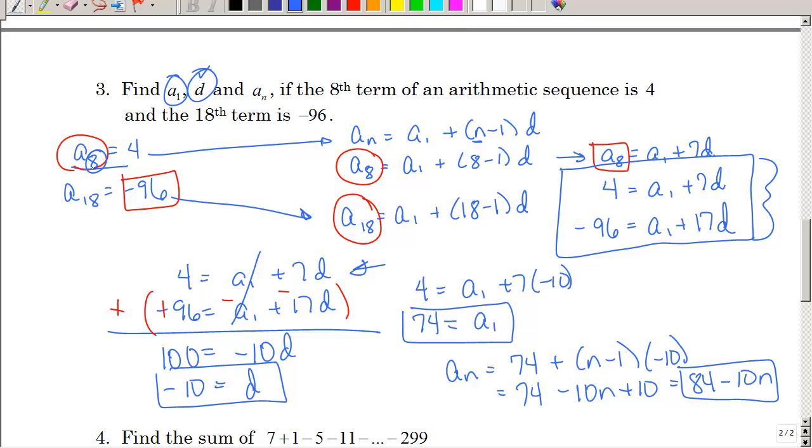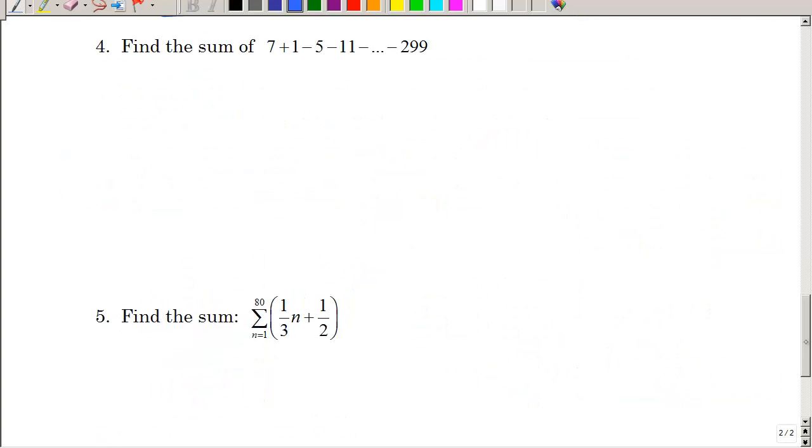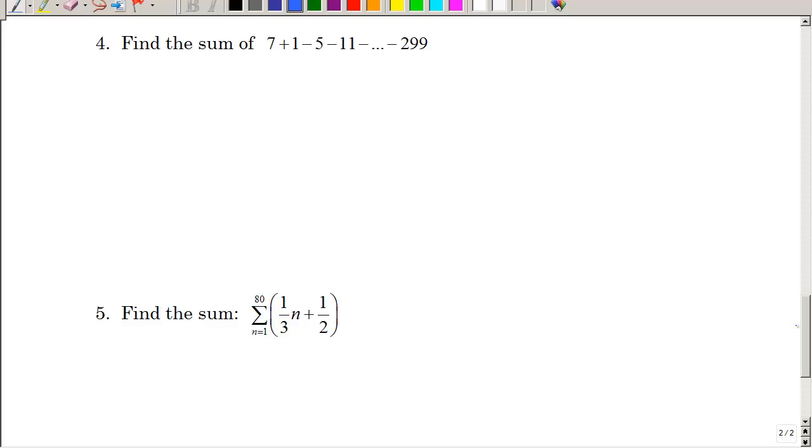Let's see, if I put in 8 for n, 10 times 8 is 80. 84 minus 80 would be 4. Then you could put in 18 and you would get the answer. So here we're putting together a system of equations and solving for the two variables that we need. These last two examples ask us to find the sum. So the sum, we have different formulas there. That's my preferred formula, so I need n, a1, and a sub n.